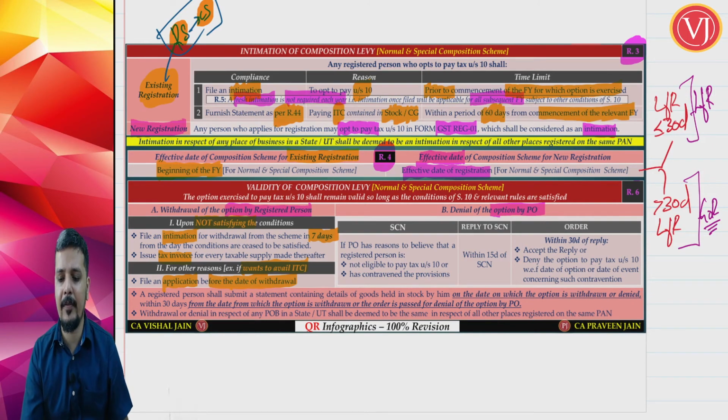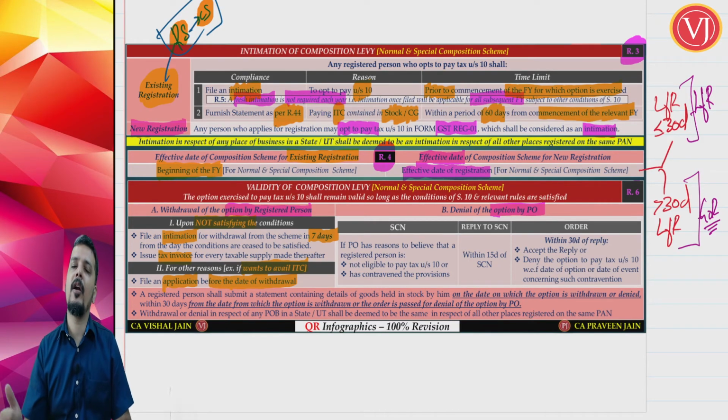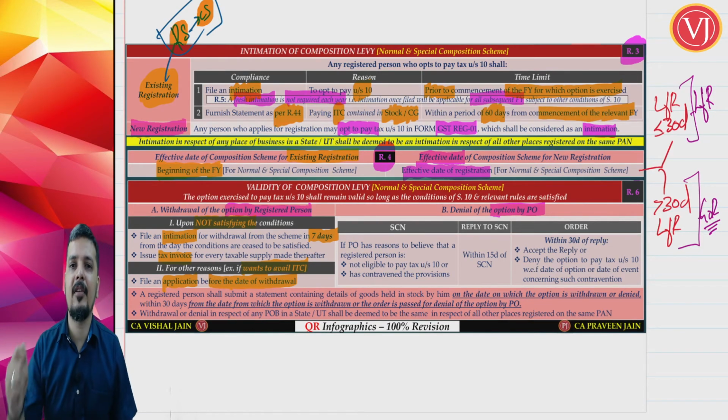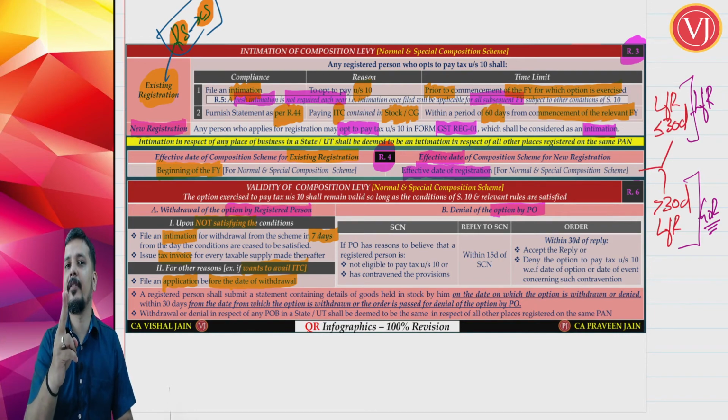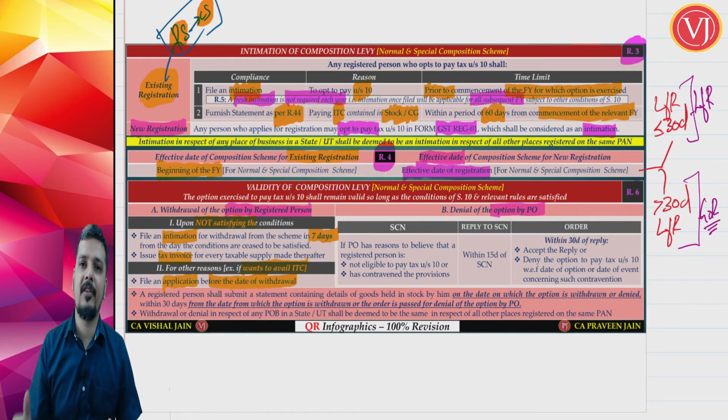Now you may ask, what is the difference between these two points? When the assessee is going outside composition scheme in case of violating a condition, whether he gives intimation within 7 days or after 7 days, he is outside composition scheme right from the day the conditions are violated. But in the second case, where the assessee is going outside composition scheme but is not violating any of the conditions, only when he makes an application for withdrawal, only from that date he is outside composition scheme. Again, there is a difference. First is, he is violating the condition, so now he has to give an intimation within 7 days.